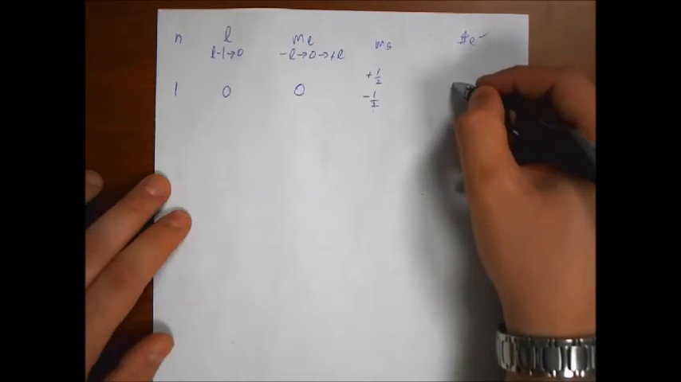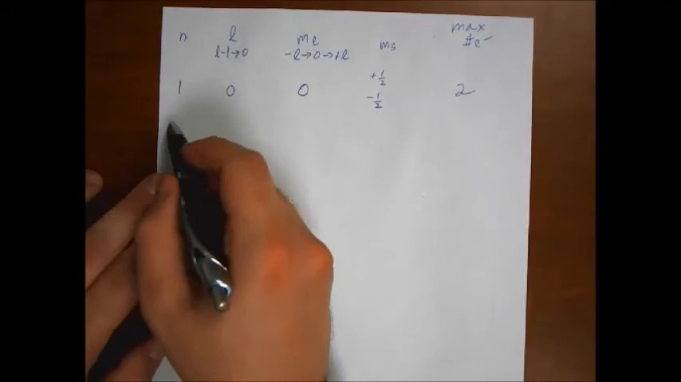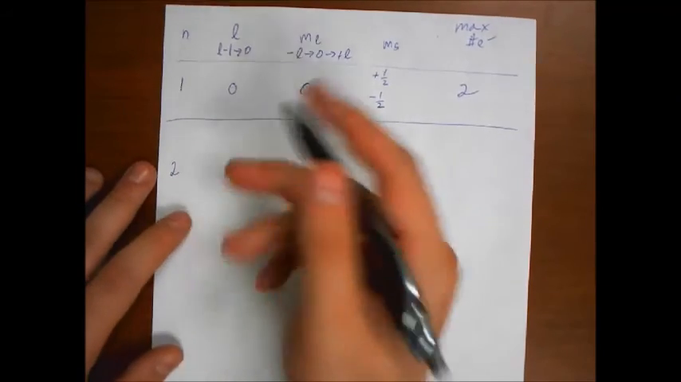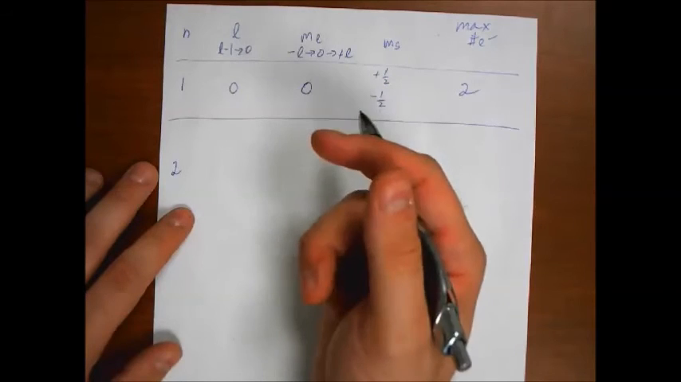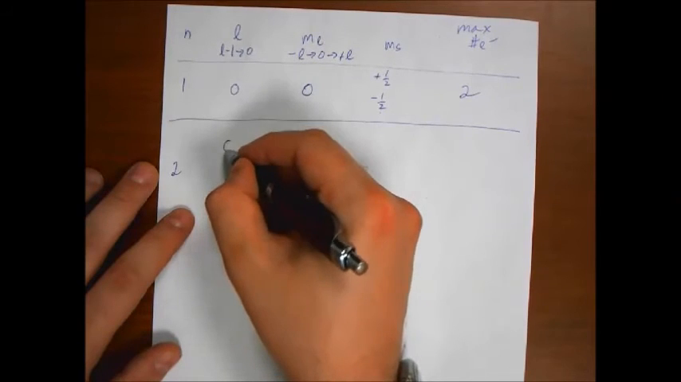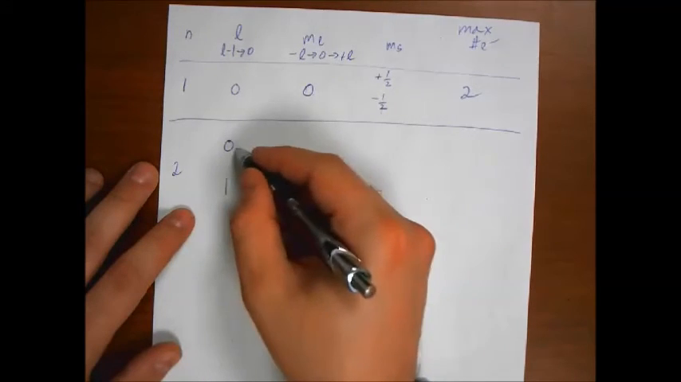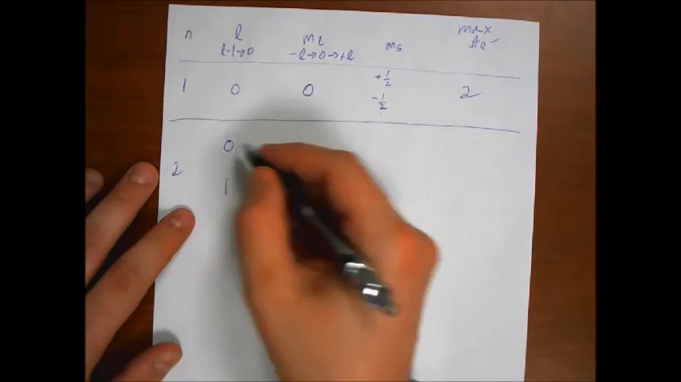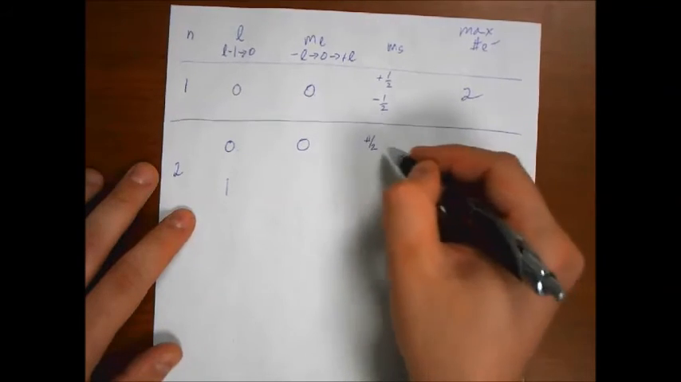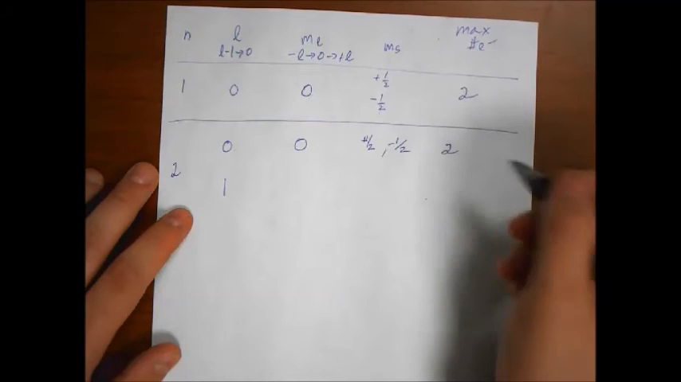So how many electrons can we get? Well, the maximum number of electrons we can get is 2 in the first shell. Okay? So in the second shell, we have two possible l quantum numbers. We go from 0 to n minus 1, so we get a 0 and a 1. Again, when l is equal to 0, the only possibility for m sub l is a 0. So again, we get our plus 1/2 electron and our minus 1/2 electron. So these are going to be 2.